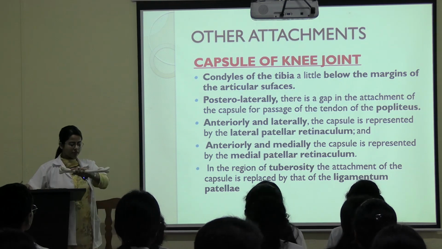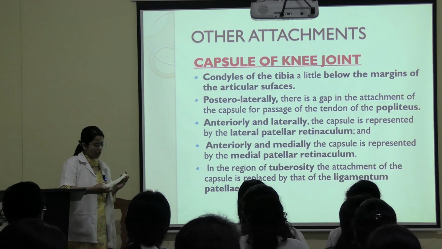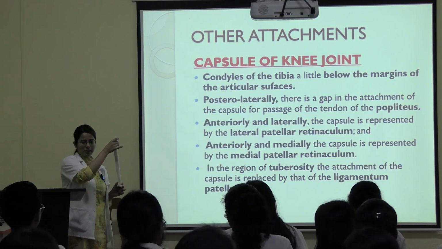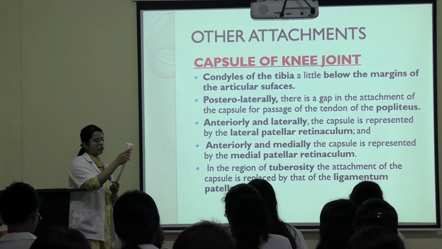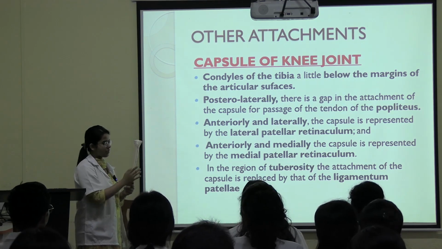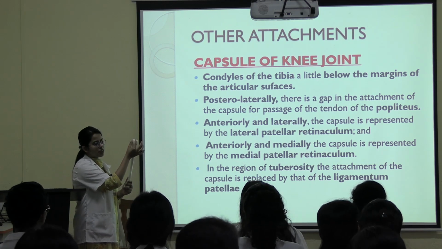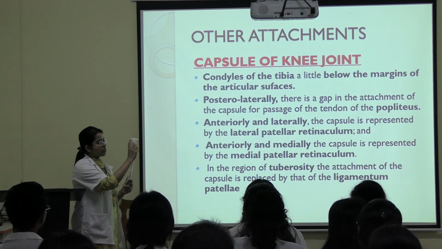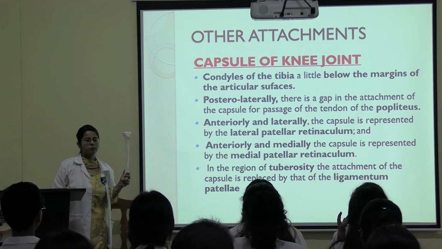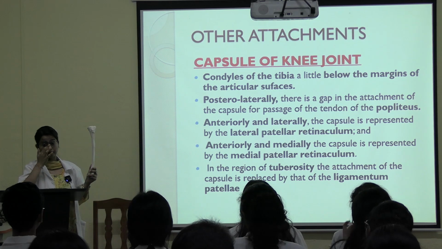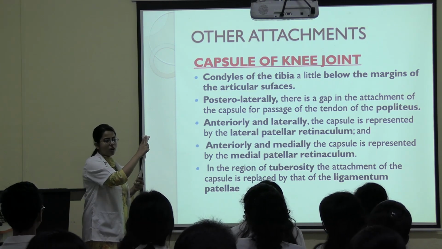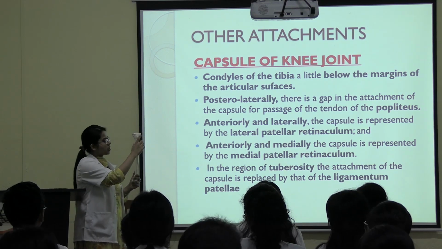Now capsule of knee joint. Okay, so it will start from here. It will be present in the upper end, just below the articular surface. Now anteriorly it will be deficient in this part. Why? Because anteriorly there will be ligamentum patellae. What do you mean by ligament? Bones to bones. Clear? So it will be deficient here because there will be ligamentum patellae in this part.